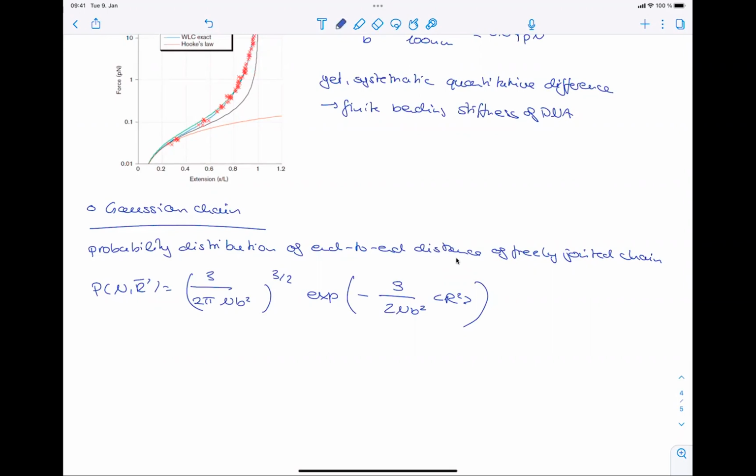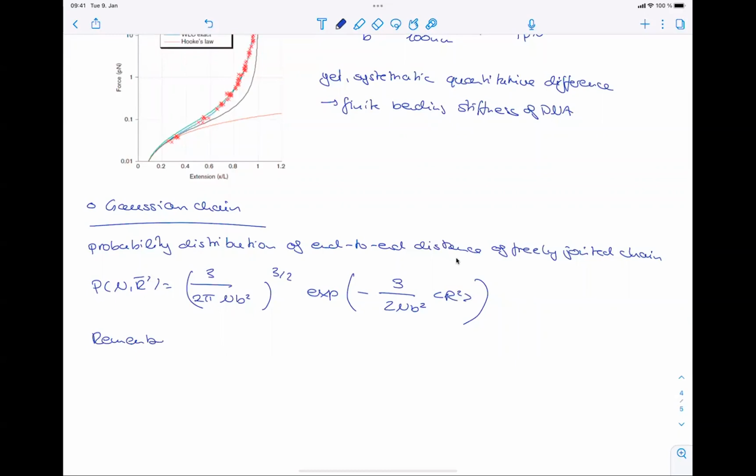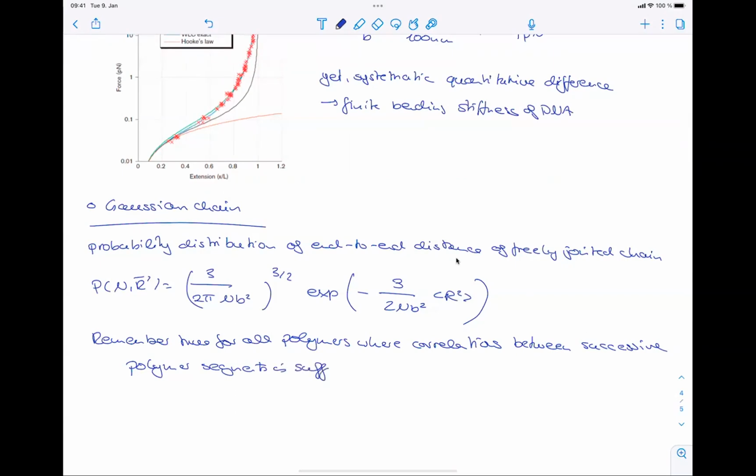The reason we're going to build a model based on this end-to-end distance is that this is a universal law, true because of the central limit theorem, even if we have short-range interaction, as long as n, the number of segments, is large. So remember, it is true for all polymers where correlations between successive polymer segments are sufficiently short-ranged and n is large.